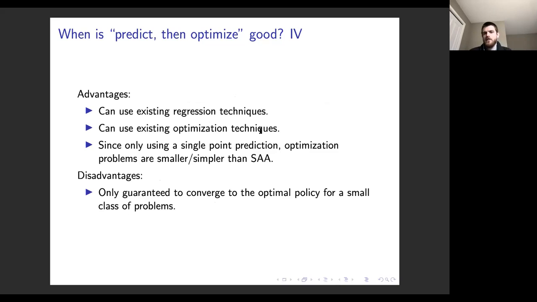So the advantages of this are that we don't need any of this new literature that's come out. We can use existing techniques. And actually, this has one advantage over sample average approximation, which is that your optimization problems are smaller and simpler, because rather than using every data point in your training set, you're just using a single point prediction. It does have another disadvantage, which is that you've completely removed all randomness. But a big disadvantage is that you're still going to be suboptimal, except for this pretty small class of problems.